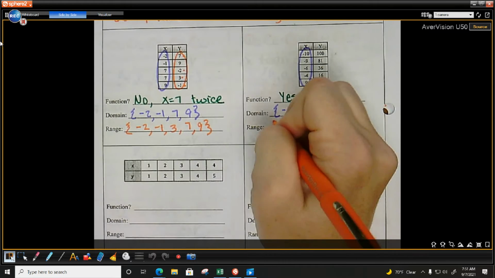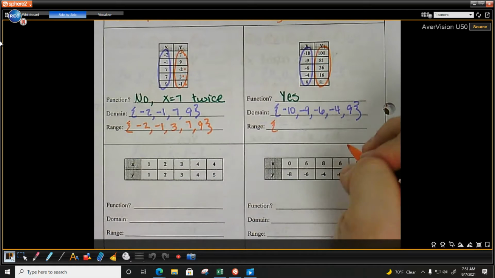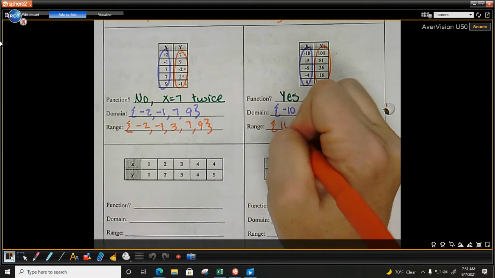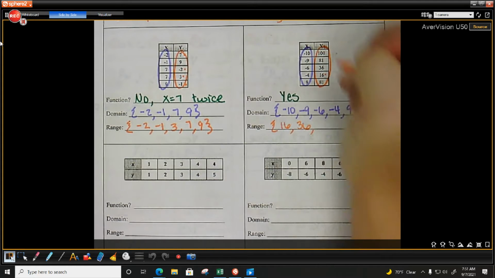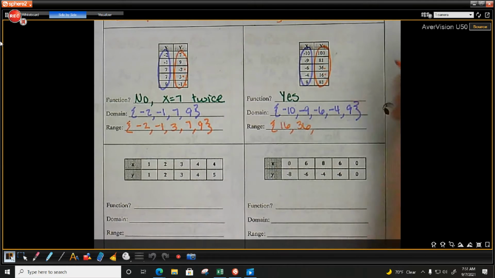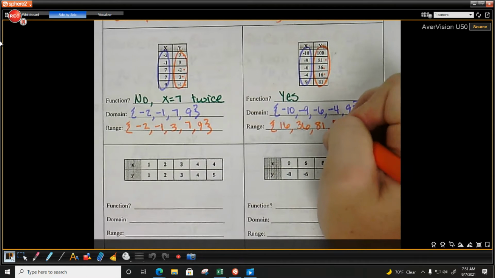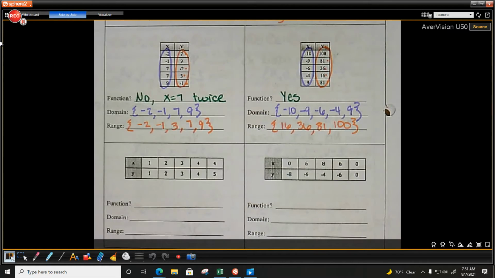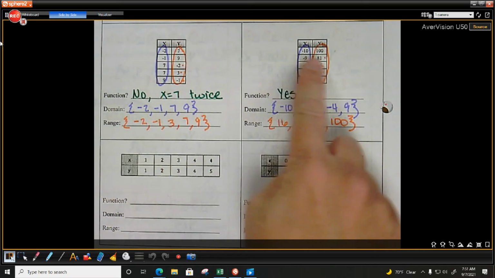And then my range is my Y values. What's my smallest Y value? 16, then 36, then 81. Am I going to write 81 twice? No, then 100. Good? Do you see how this is exactly the same thing? It's just given to me in a different format.